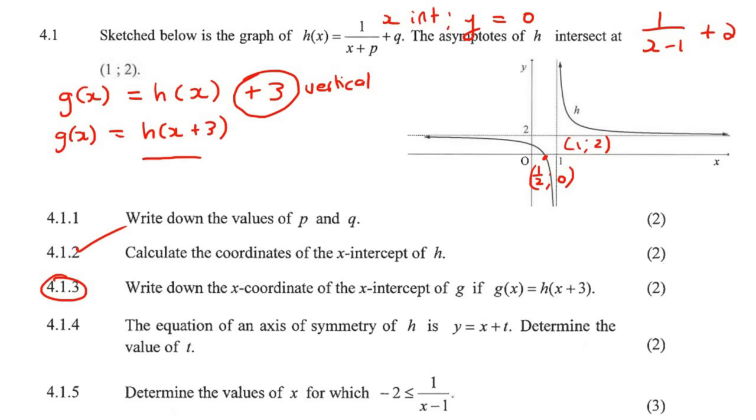So here's the current x-coordinate. Now you're just going to move that three places left. So you could just say a half minus 3, and that would give you negative 5 over 2, which is negative 2.5. So you would say negative 5 over 2 and 0, because they want the coordinates.